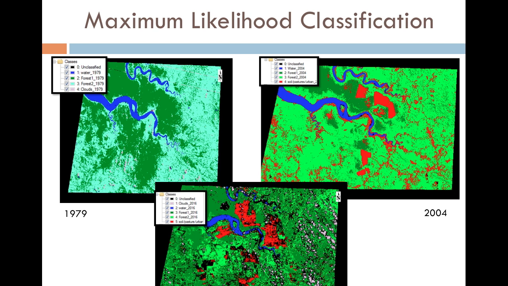So I performed the maximum likelihood classification, and as you can see visually, it looks pretty accurate from 1979 and 2004. I'm sure it would be a little bit different if I counted the little urban area, which would be around here, but you can't see it.